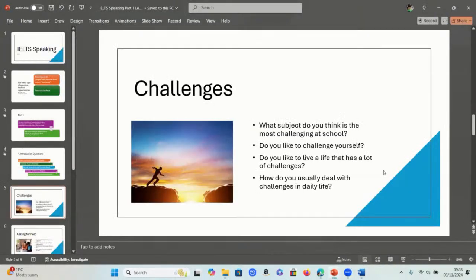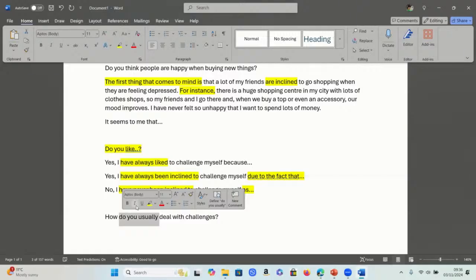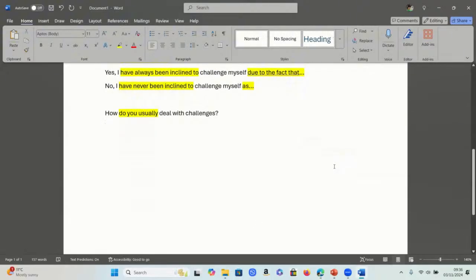How do you usually deal with challenges? So they're basically testing your present simple. So what are they doing? The main part of this is "how do you", so that's a present simple question. Now, as you learn in your grammar classes at school, if you ask a present simple question, it's very straightforward.